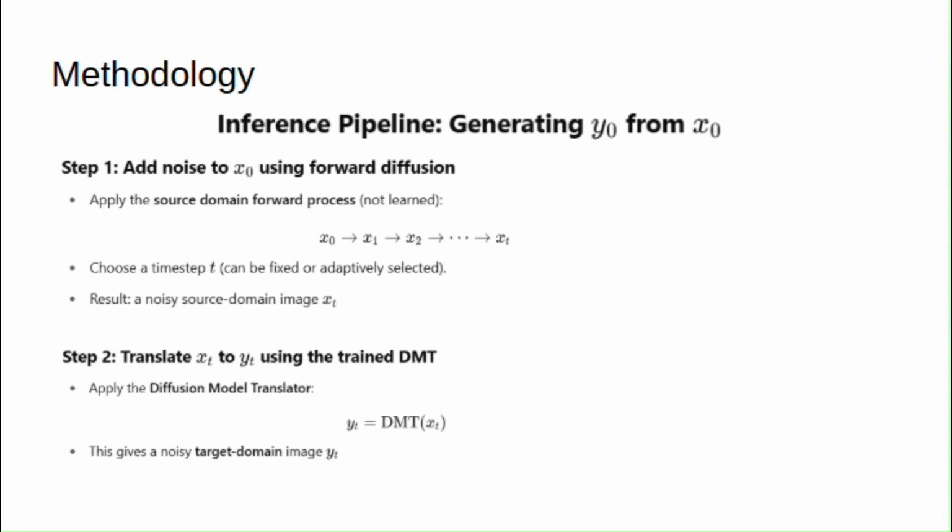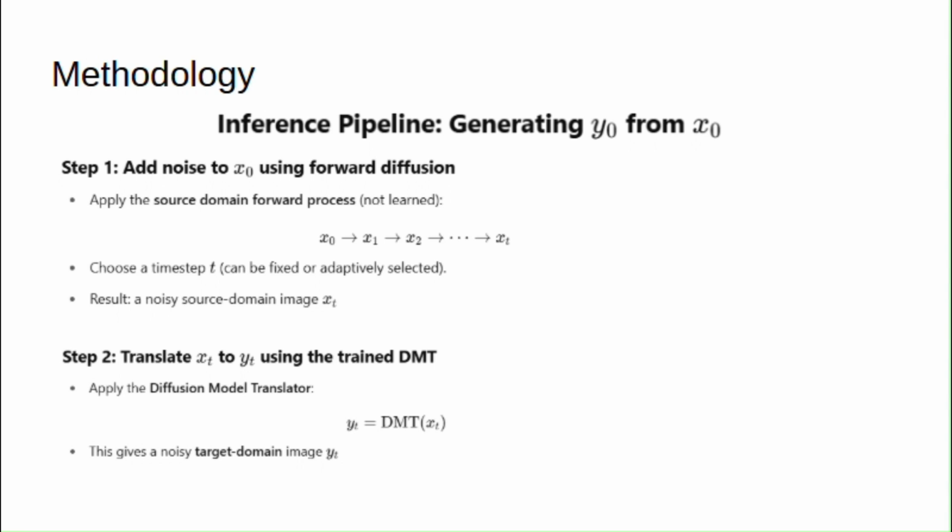This formulation means that at a time step t, the image xt is a scaled version of the original image x0, corrupted with Gaussian noise. This noisy image maintains the essential structure of the original image while discarding the fine details. The forward diffusion process is not learned, it is deterministic and fixed for all samples. This step prepares the source image for translation in a common latent space where both the domains are represented under noise. The degree of noise can be controlled through T, allowing us to balance content preservation with domain adaptation in the next step.